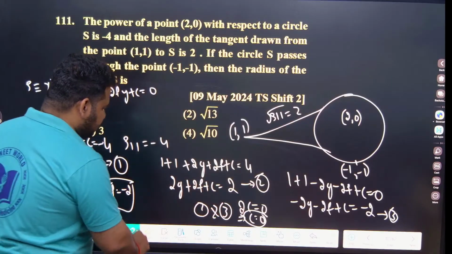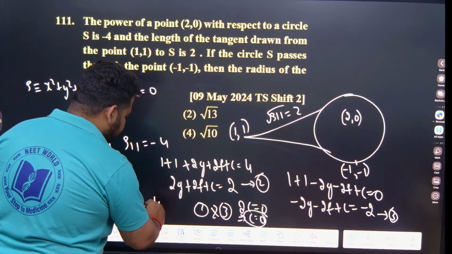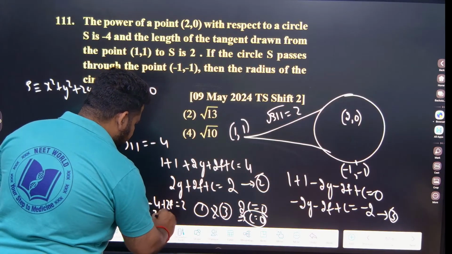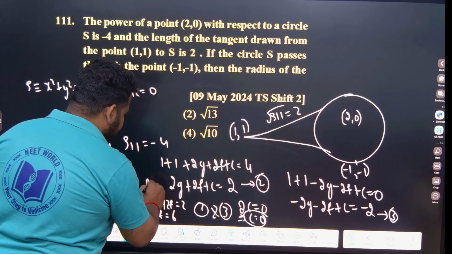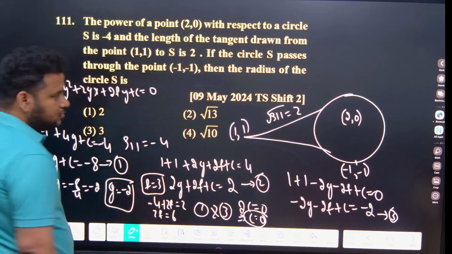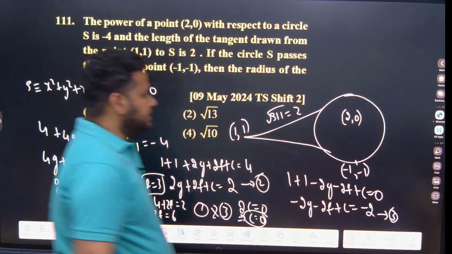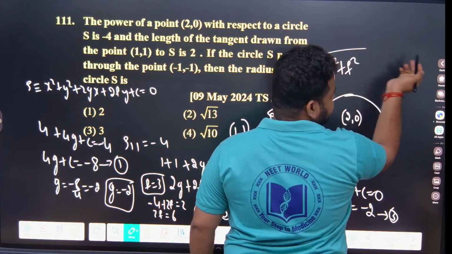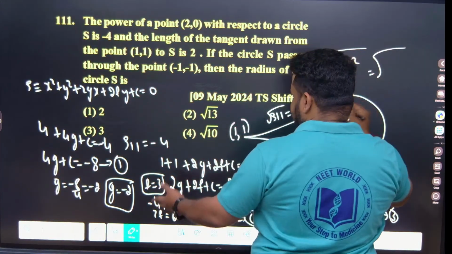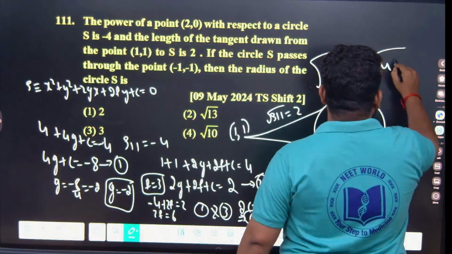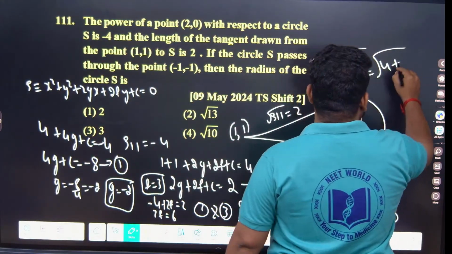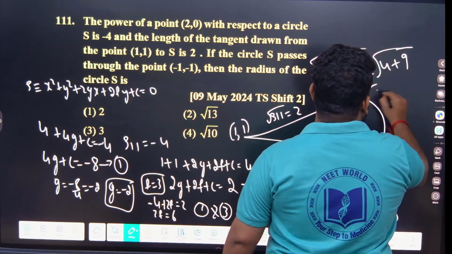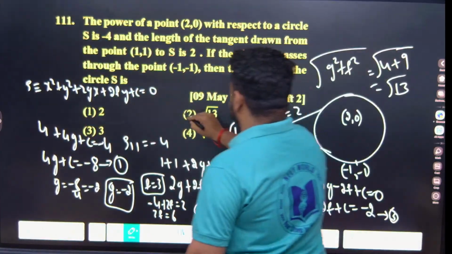So this will become what? Minus 4, 2. So 2f is equal to what? 6. So f is equal to what? 3. F is equal to 3. They are asking the radius. So the radius is what? Root of g square plus f square minus c. C is 0, no need to worry. G is 4. 3 square is 9. So root 13. What is the answer? Option 2.